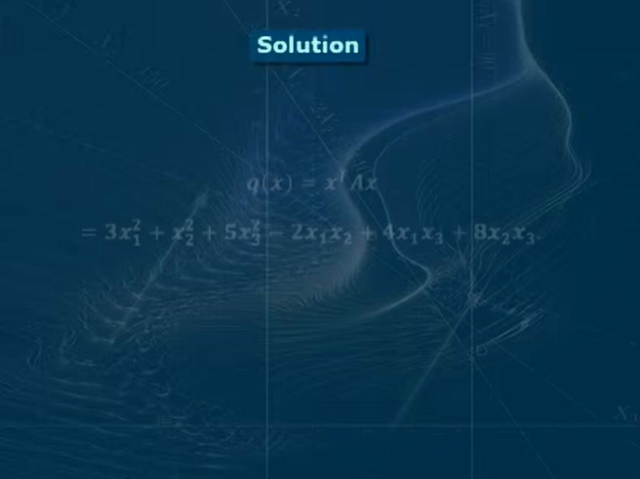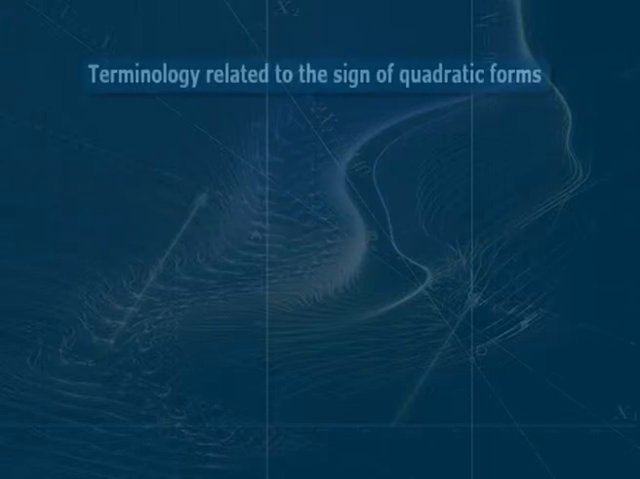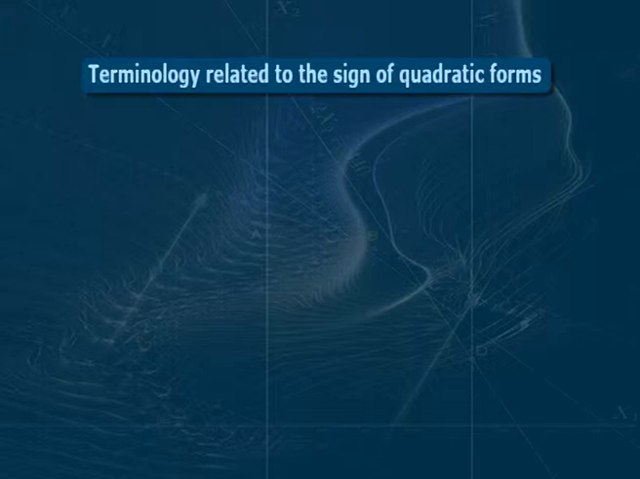Solution. Here q(x) equal to x transpose A x is equal to 3x1 square plus x2 square plus 5x3 square minus 2x1x2 plus 4x1x3 plus 8x2x3. We now introduce the terminology related to the sign of quadratic forms.